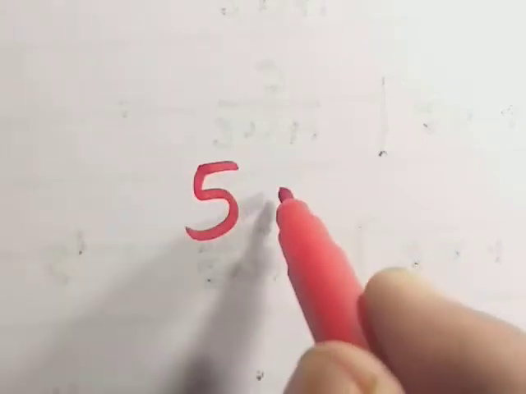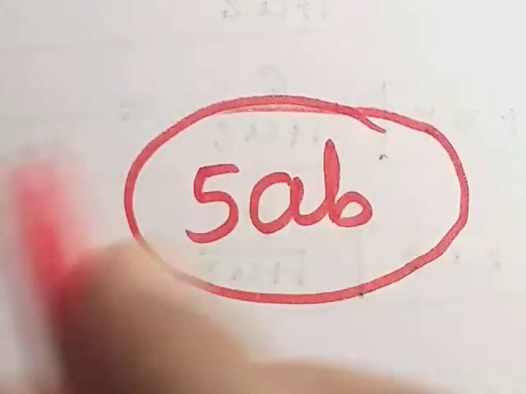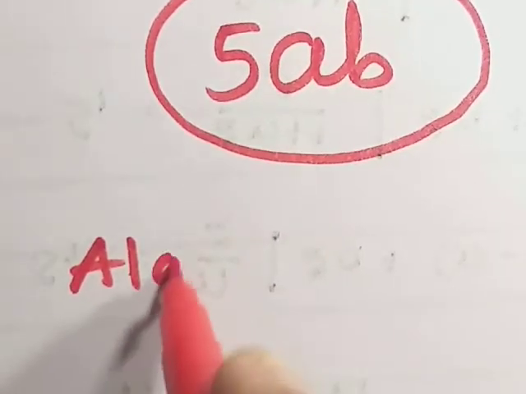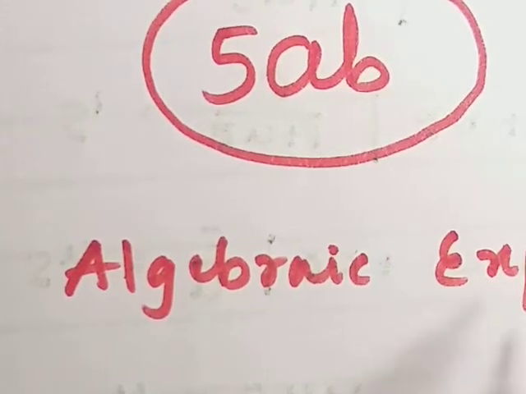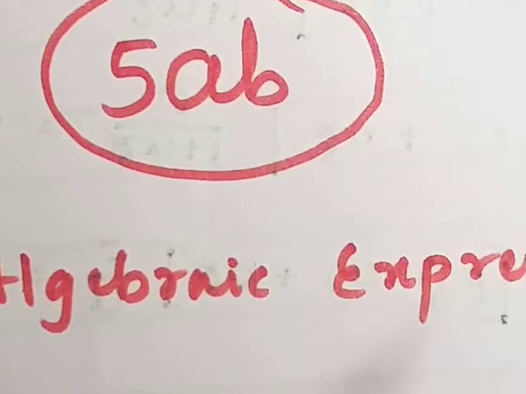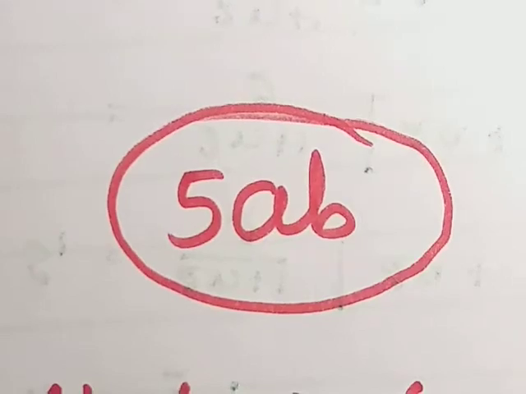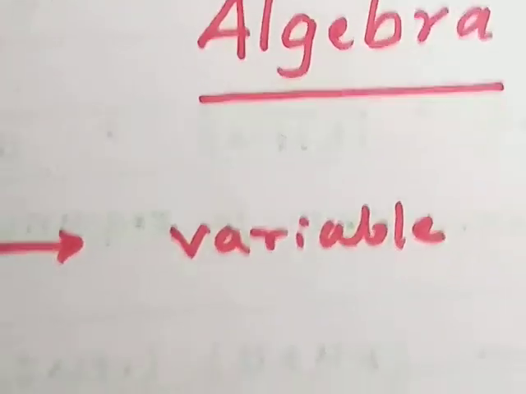Similarly, when we write 5ab, 5ab as a whole is called as algebraic expression. This is our algebraic expression. And 5 is called as a numerical coefficient and ab is called as variable.